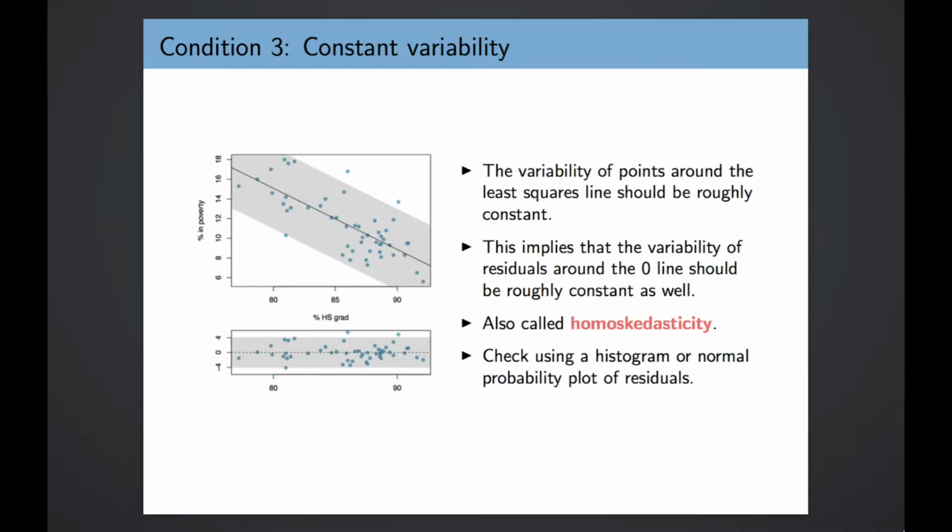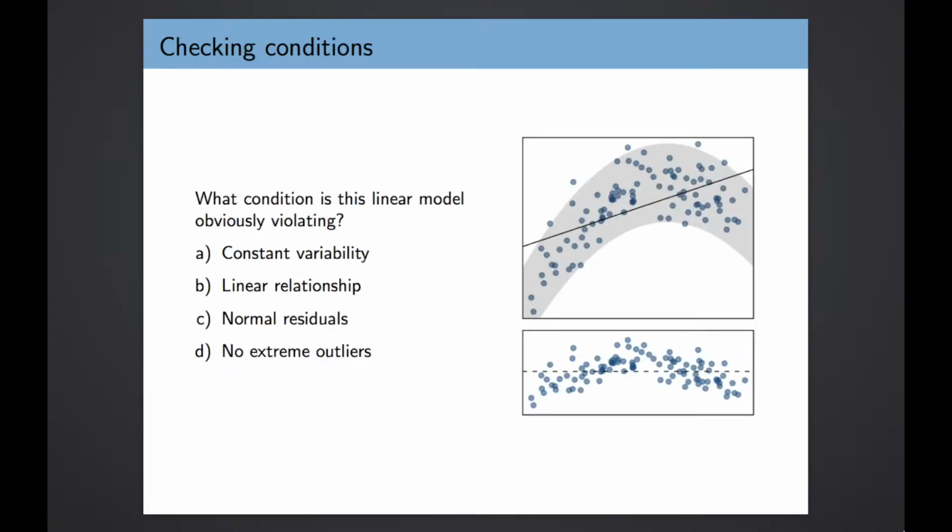Again, we're going to talk about how we verify this a little bit more in our lab, but we're just going to look at a histogram or a normal probability plot of the residuals from our regression to verify that. Lots of times it's pretty easy to tell whether these conditions are violated just by looking at plots of the data and of the residuals after we estimate a regression. So take a look at this plot of the data as well as the normal residuals plot from this linear regression, and see if you can tell which condition the model is violating.